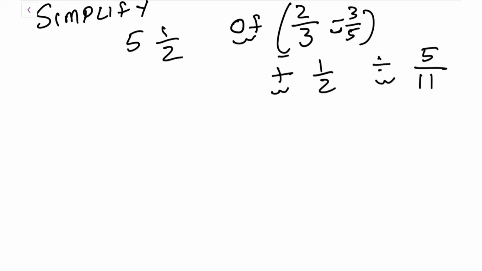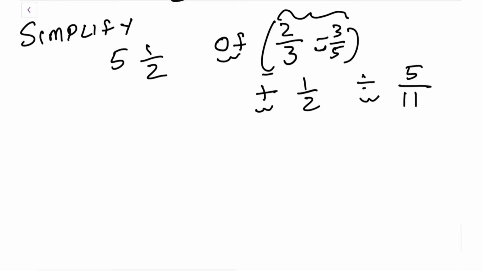So step 1 is to always change the mixed fractions to improper fractions. Alright, step 1 you do that, and also solve the brackets. That's right, B, BODMAS is brackets. So solve the brackets, that is this, and keep everything else as they are.